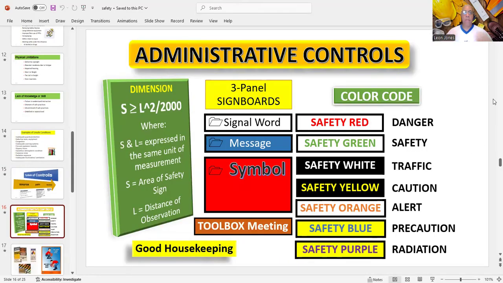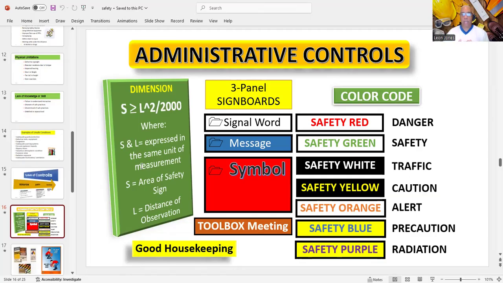And then we have our administrative controls. As you see the dimension of the sign, it's where S and L are expressed in the same unit of measurement. Now, S is the area of the safety sign, L is the distance of observation. So we have S is greater than or equal to L squared divided by 2,000. That's the dimension of your sign.